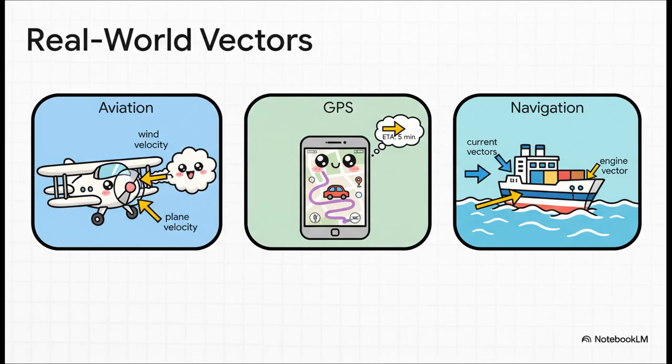Same thing for ships dealing with ocean currents. And the GPS in your phone or car, it's constantly using your velocity, not just your speed, to calculate the quickest route and give you that super accurate arrival time.